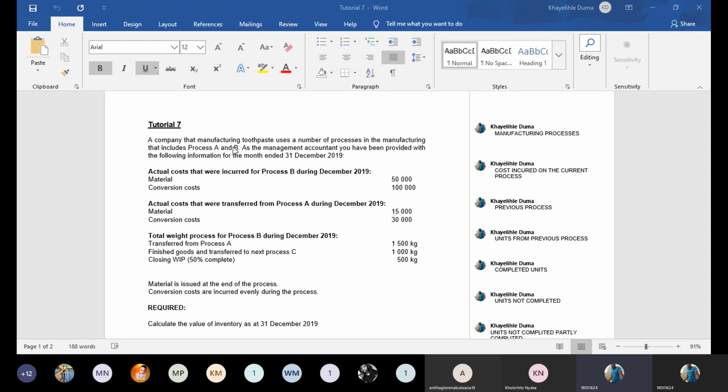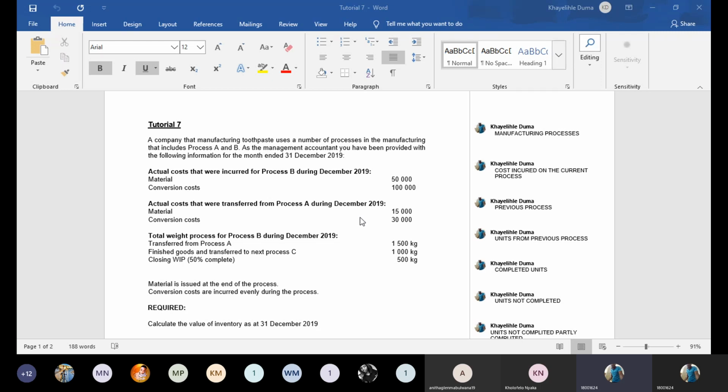Then as the management accountant, you are given the information for the month ended 31 December 2019. So the actual costs, let me use this pointer. The actual costs that were incurred for process B during this period, and then the actual cost that were transferred from process A. If you check this information, it's just testing how much you know and believe in yourself and then apply what you know.